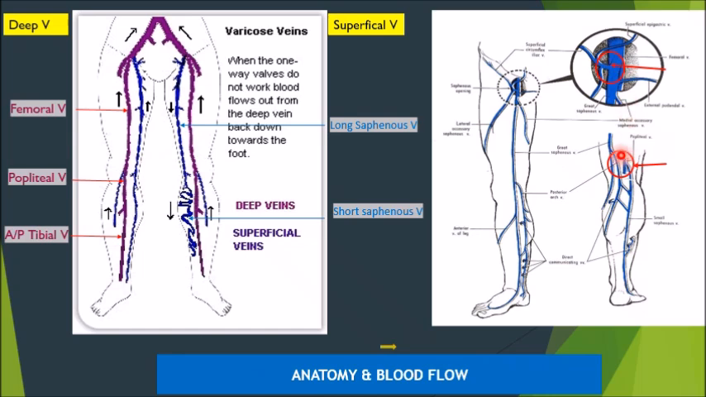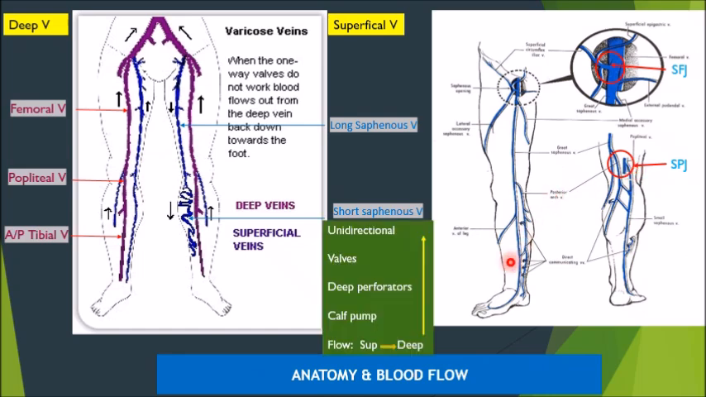Then you have the saphenopopliteal junction here, which is at the back of the knee, where the short saphenous vein empties into the popliteal vein in the knee. And so these are the two sites, the saphenofemoral junction and the saphenopopliteal junction. The flow of blood is always from the superficial to the deep in normal individuals.